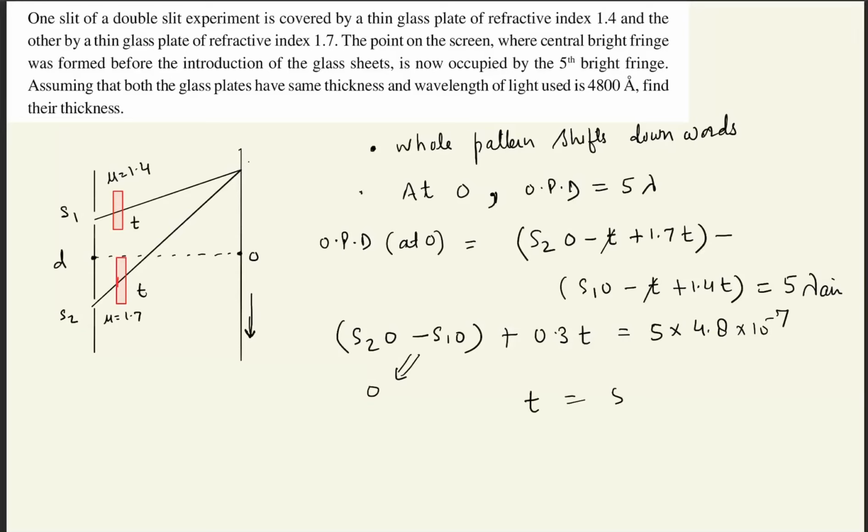So T comes out to be 5 into 4.8 into 10 to the power minus 7 divided by 0.3. So this comes out to be 8 into 10 to the power minus 7 meter. So this is 3, 1 and 6. This comes out to be 16 into 5, 80. 80 into 10 to the power minus 7 is 8 into 10 to the power minus 6 meter, or you can say 8 micron. So the thickness of the slab is 8 micron.